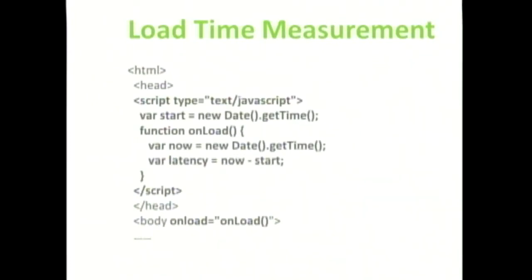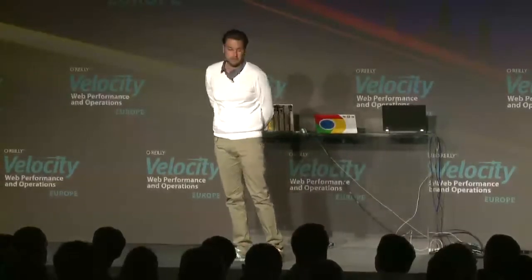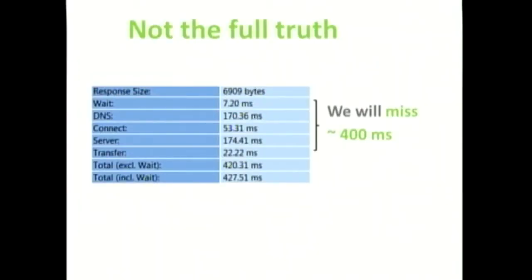You had a little script on top of your page which just takes the current time, and then on the onload event you register an event handler, you subtract those two numbers from each other, and it should give you an idea how fast your page actually loads. The problem is that this is not really the full truth and you're missing a lot of time. In this example, you see that there is some wait time from the browser, DNS time, TCP connect time, server time, and so forth. So if you would measure the response time of your page like this, you would in this case miss about 400 milliseconds.